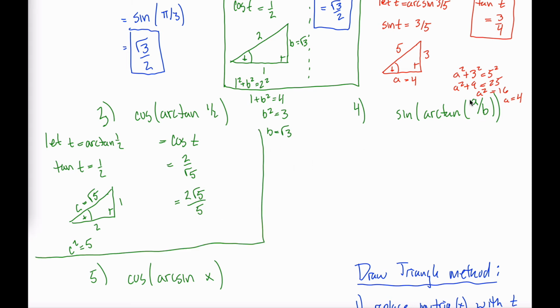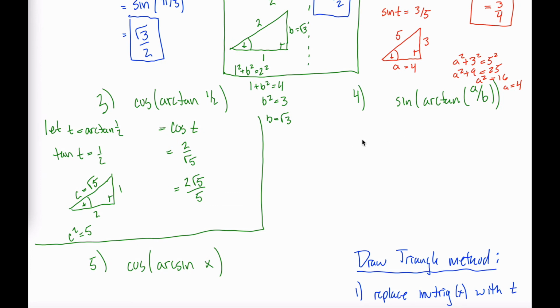Oh, this one's totally different. Here, I'm not even taking the arctangent of some number. It's of some expression with a's and b's in it. I bet this is going to be super hard. Nah, same method will work.